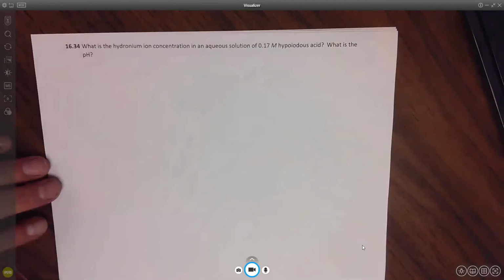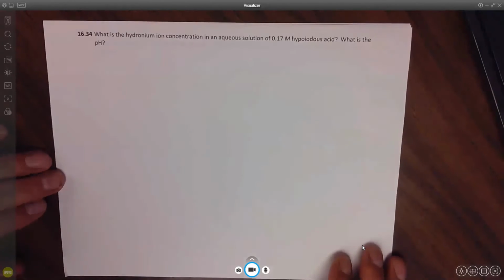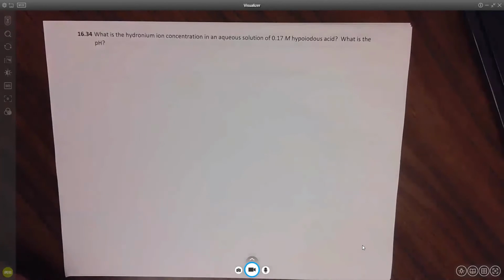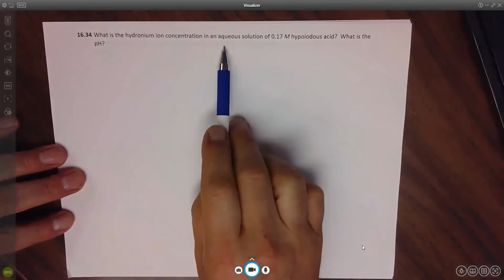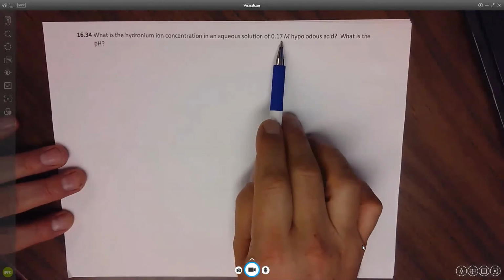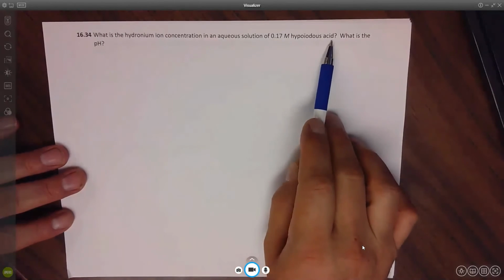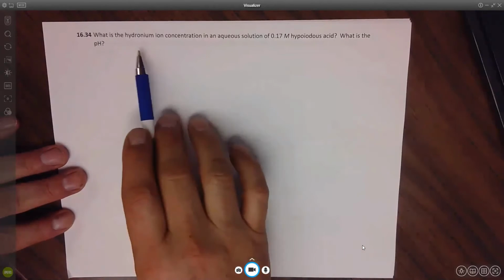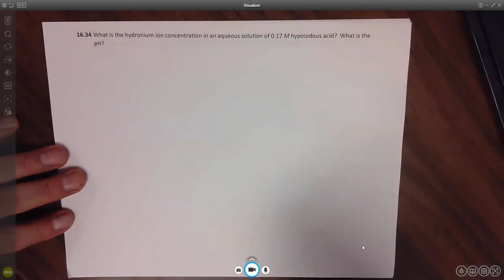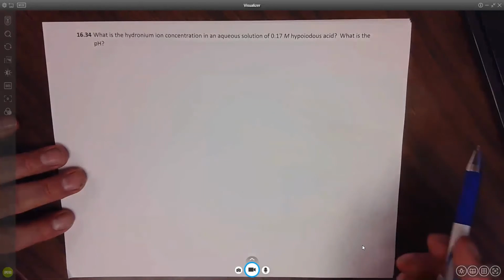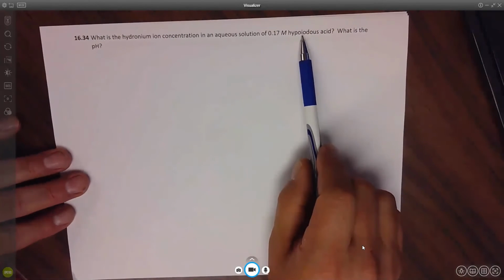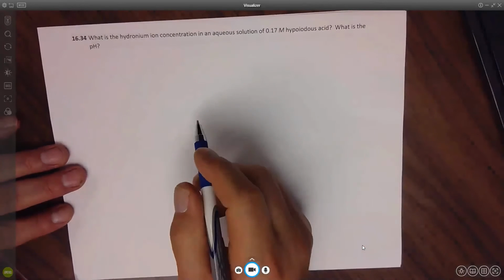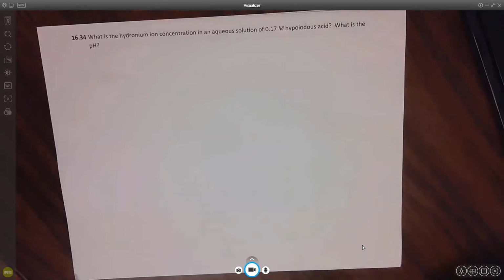Okay. Let's try number 34 from chapter 16. It says, what is the hydronium ion concentration of an aqueous solution of 0.17 molar hypoiodous acid? And then what is the pH? So we want the hydronium ion concentration first. So first thing I would note is that hypoiodous acid is not one of our 6 strong acids. Okay, and what is the formula for hypoiodous acid?